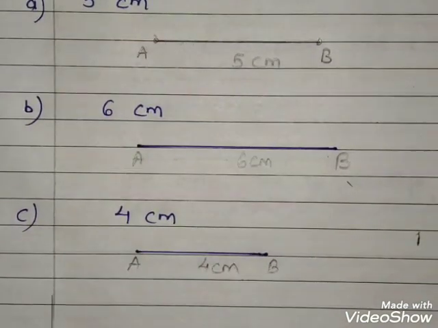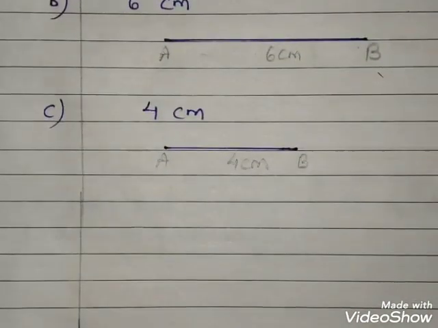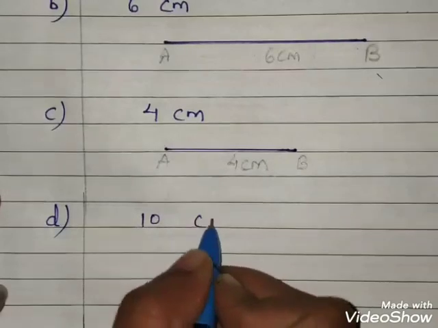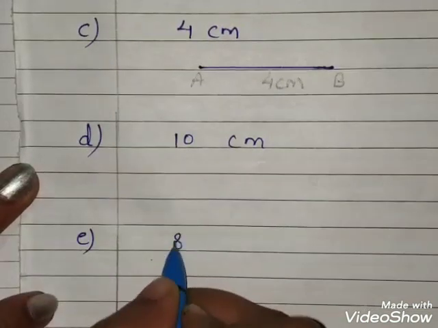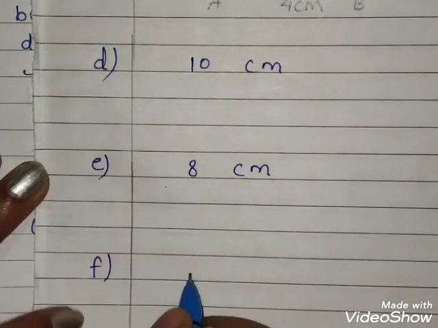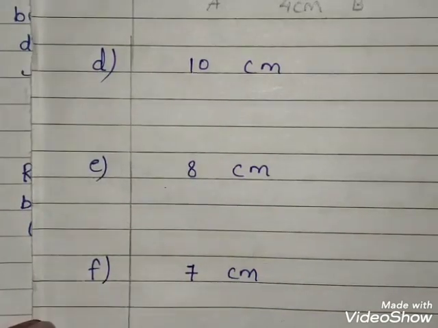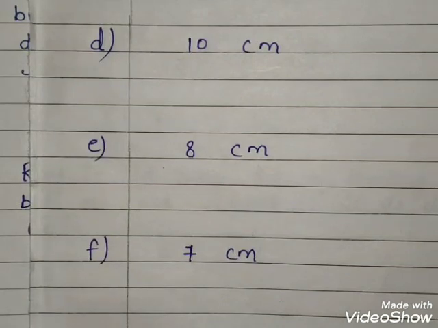Okay, so only 3 questions were given in your book. I can give you some more questions. So you can draw some other line segments. One is of length 10 centimeters, another one is of length 8 centimeters, and another line is of length 7 centimeters. So these three line segments you draw by yourself. Okay, so this is the homework for you. Now moving to the next question.